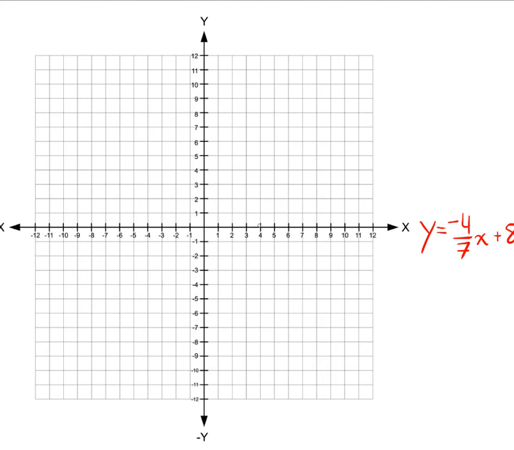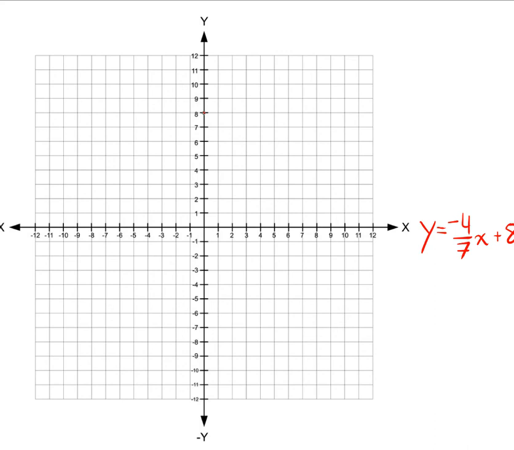So in this case here, I'm going to start at plus 8. So that's going to be my y-intercept, my starting point, right? That's my starting point. I actually get rid of it so I can draw a nice, very neat line. But if that's what it takes for you to remember, you do it. And then I'm going to go negative 4/7.